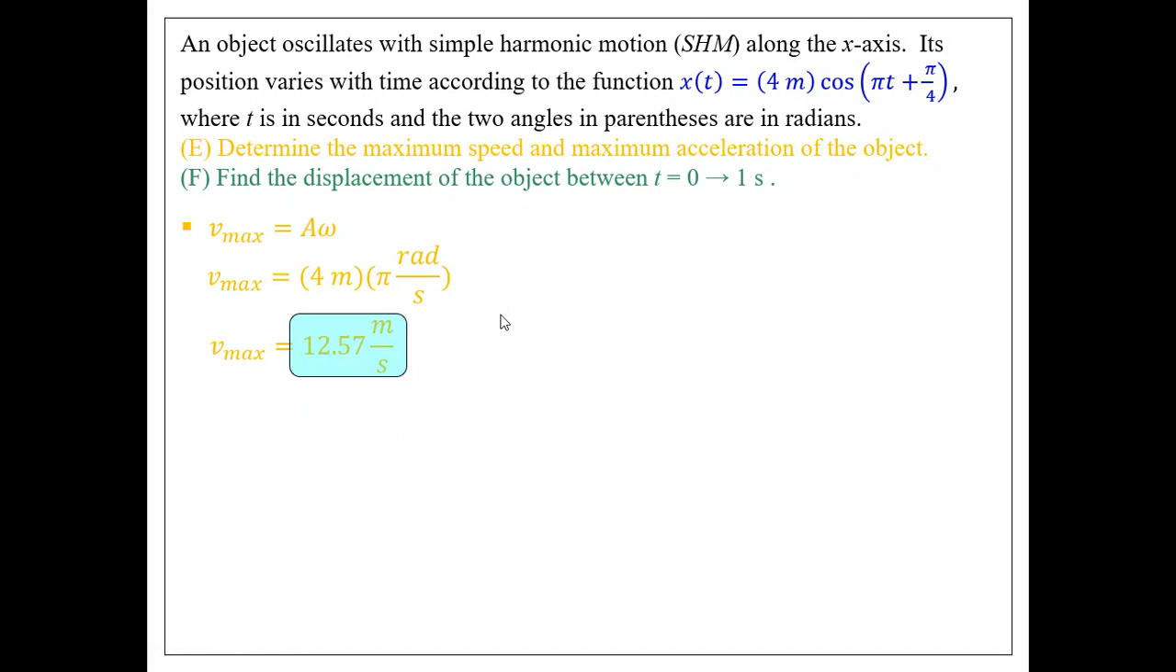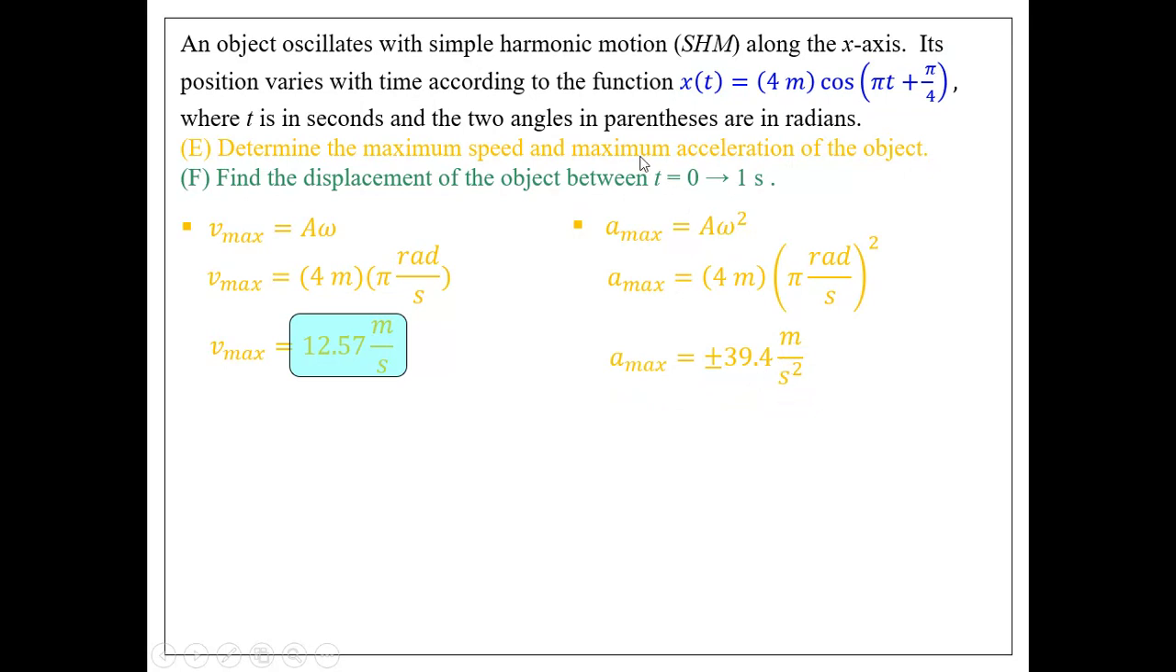So it can be accelerating leftward or rightward, but at the equilibrium point, the maximum velocity here is 12.57 meters per second. And then the second part of E asks you to find the maximum acceleration. The maximum acceleration here is given by the function A omega squared. Once again, A is given to us as 4, omega is just pi. I want to square that. And then if you do that properly, you get 39.4 meters per second squared.